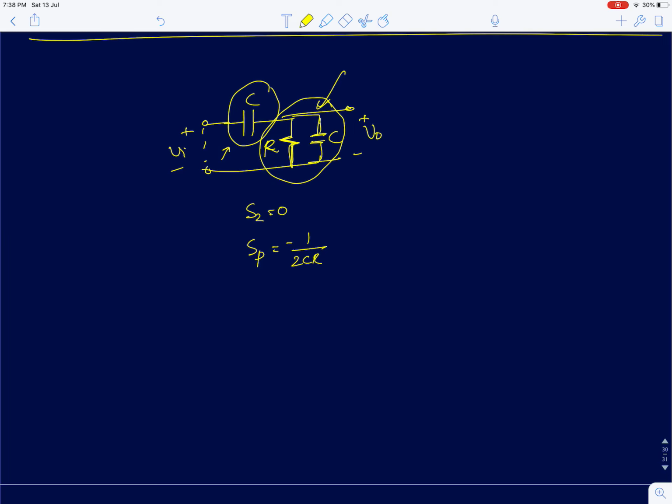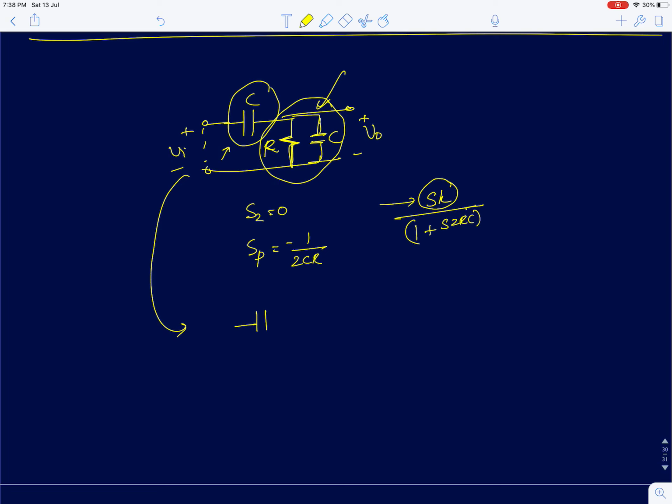Now to write the transfer function, I know it is going to look something like this: some constant K times S over 1 plus S into 2RC. This is the transfer function. I need to find the value of K. To find that, you need to know how the function behaves at low frequencies. So then we will use basic circuit understanding.